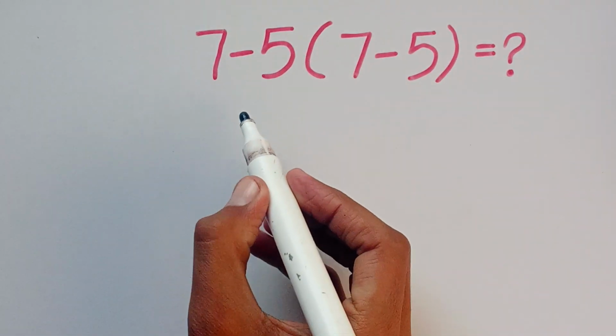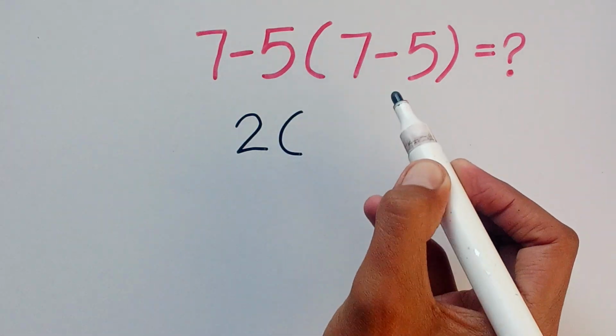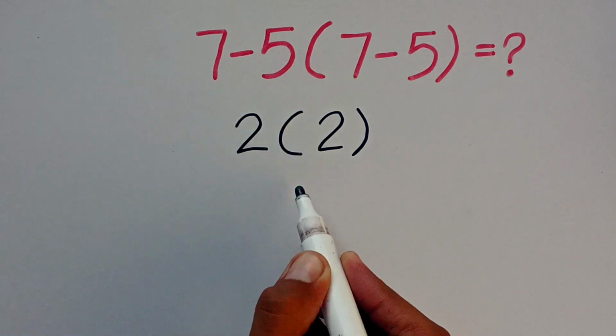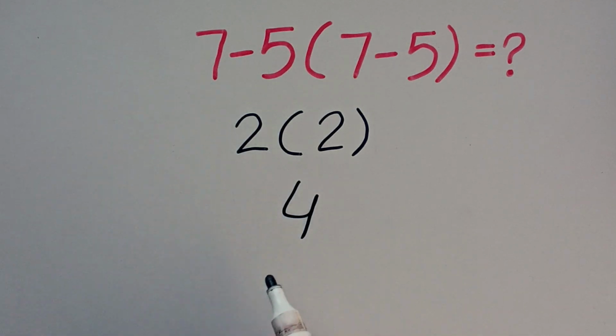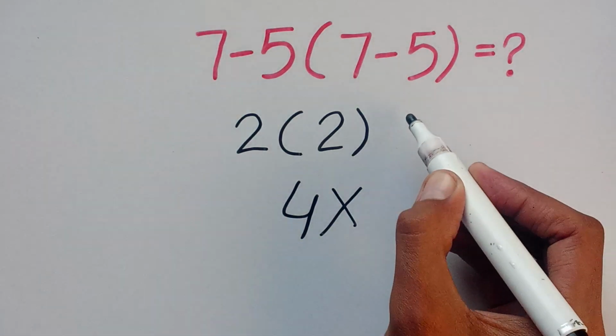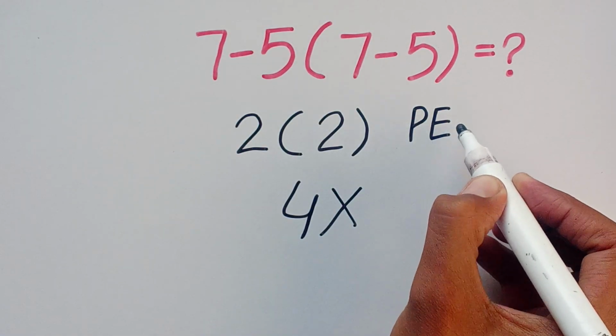7 minus 5 equals 2, (7 minus 5) again equals 2. 2 times 2 equals 4. But trust me, this answer is wrong because of the order of operations, which is called the PEMDAS rule.